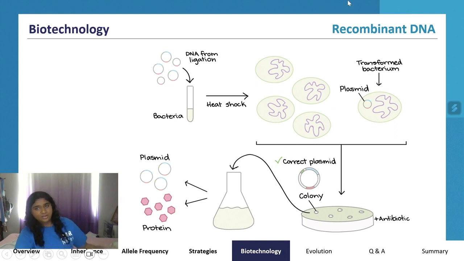The final step of recombinant DNA is something called bacterial transformation, where they undergo a heat shock. The successful recombinant plasmids are able to grow on an antibiotic dish, and the unsuccessful ones end up dying off. Those that were successful are collected and then used for protein production.